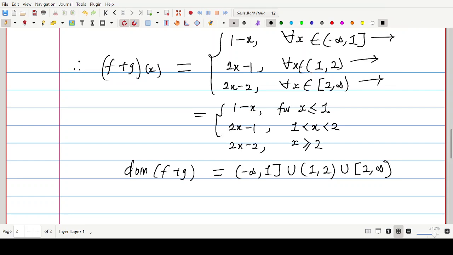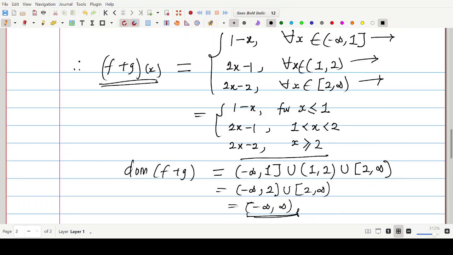Can you see that? So that is it. And if you observe carefully, you will discover that the first two intervals can be summarized as minus infinity to 2. All right, the union of this, and everything will break down to minus infinity to infinity. So this is the domain of the sum f plus g. So we're done with finding the function in piecewise form, which is what you are seeing here, and its domain. Very, very important.